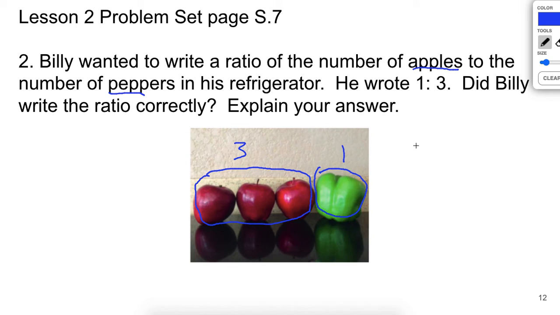Okay, so make sure you remember order matters on all these, and that's one of the biggest problems we have on tests, students not getting the order correct.